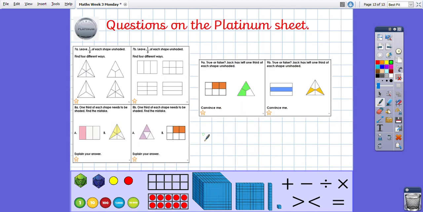And then platinum, these are quite tricky. So it says leave 1/3 of each shape unshaded. And you've got to find different ways, okay? And then 1/3 of each of these shapes needs to be shaded. Find the mistake and explain. And then you've got some true or false questions. Jack has left 1/3 of each shape unshaded. Convince me. Okay, so convince me if Jack is true or false.